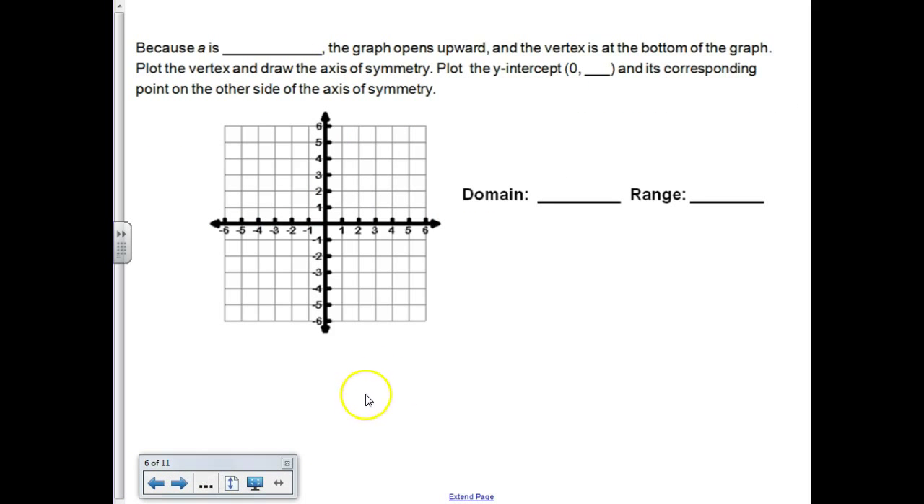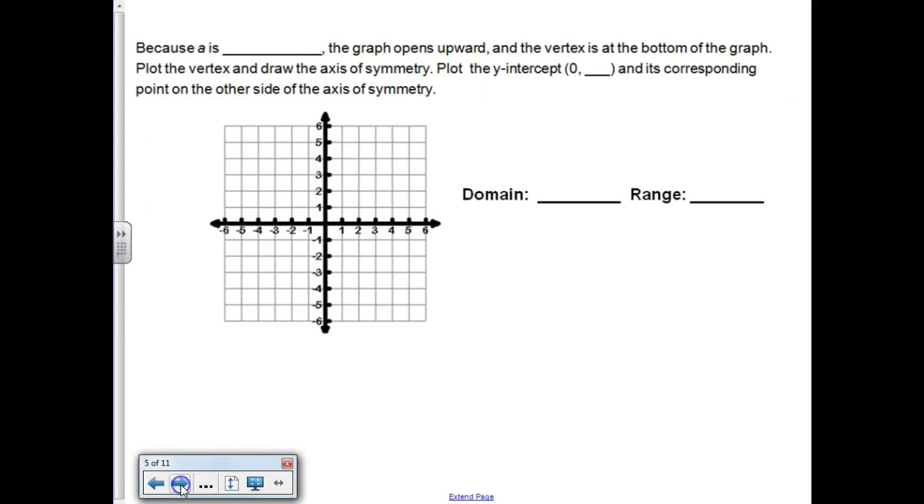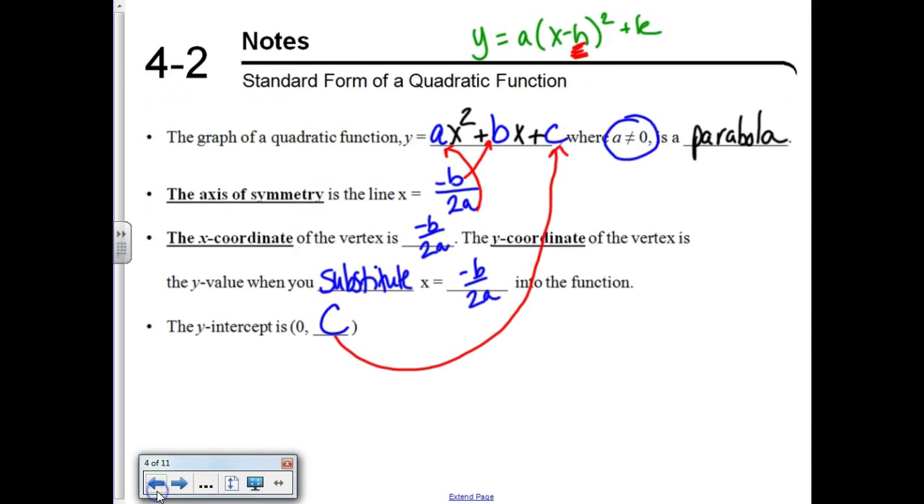Okay, so let's go graph all that information. Alright, going back to screen. So vertex at 2, negative 3, and a y-intercept at 0, 5. The first thing is, I told you guys the y-intercept is always at 0, c. So if you just want to follow the formula, you can. But I'll tell you why it's at 0, c.